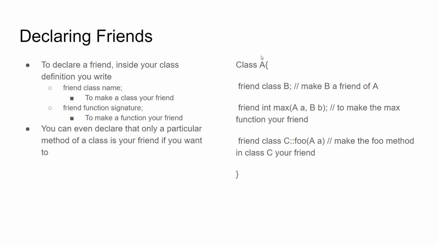So here inside class A, we say friend class B, right? This is now making B a friend of A. So B has access to all of A's private members. Here we said friend int max(A, B). So now the function max is a friend of A and has access to all of A's private parts inside of that function. And if you really wanted to, you can say friend class C::foo. And now this function has access to all of A's private parts, but only that one single function, foo, inside of class C. Everywhere else inside of class C, A's private members are not accessible.